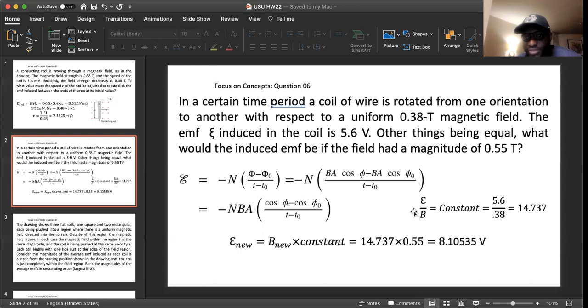So I put my B to be 0.55, I get a different EMF. The constant stays the same. So it becomes 14.737, which is our constant, times 0.55. This becomes the new induced EMF. Okay.